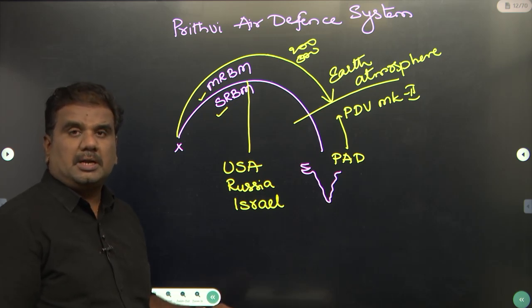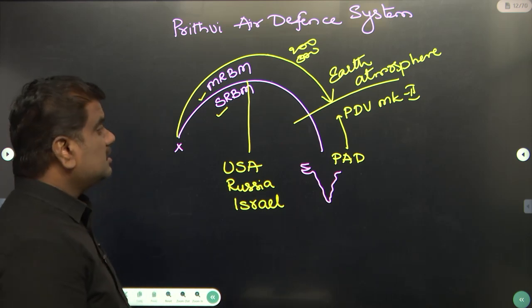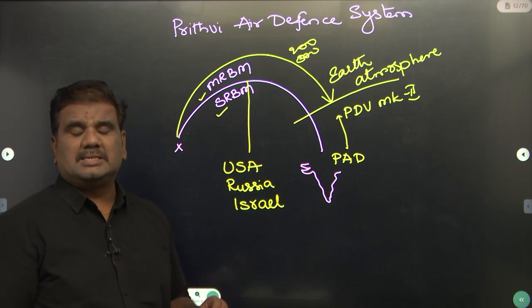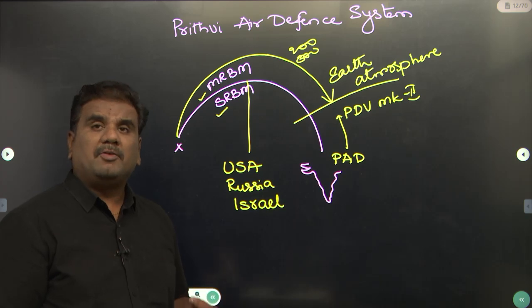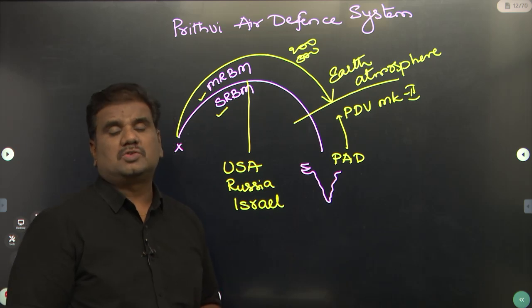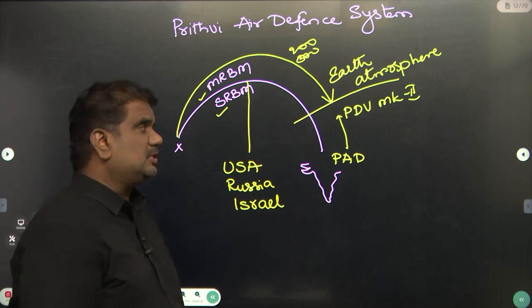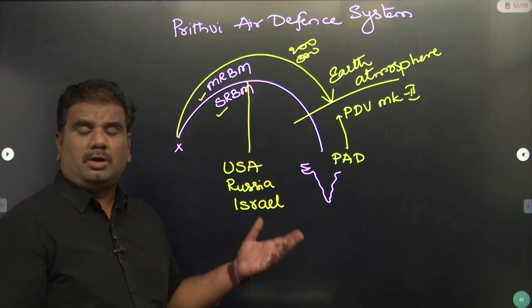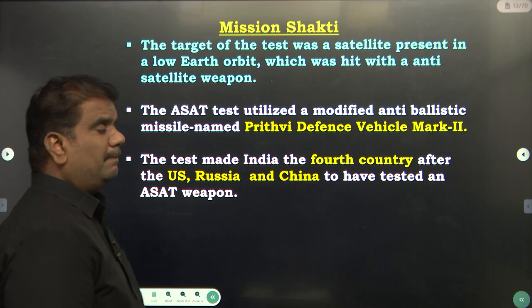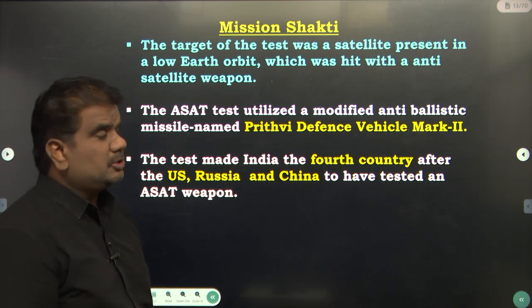So if any country launches any SRBM or MRBM, then using the Prithvi Defense Vehicle Mark II, those incoming ballistic missiles can be destroyed before they enter Earth's atmosphere. This is known as the Prithvi Air Defense System, or the Pradyumna ballistic missile interceptor. So what is this Mission Shakti?